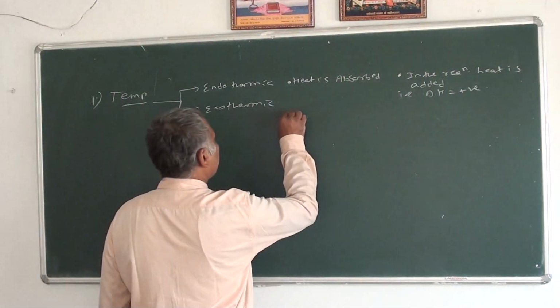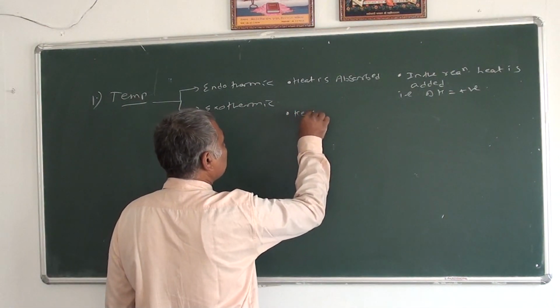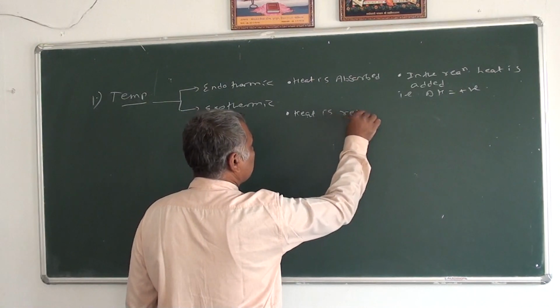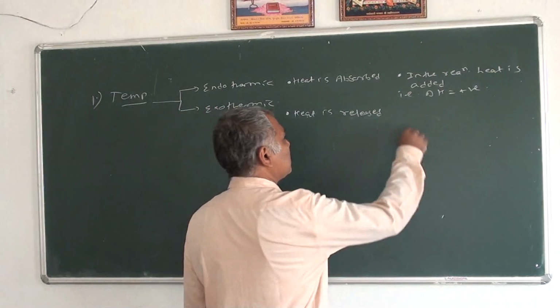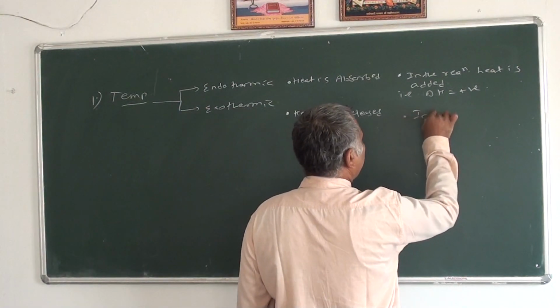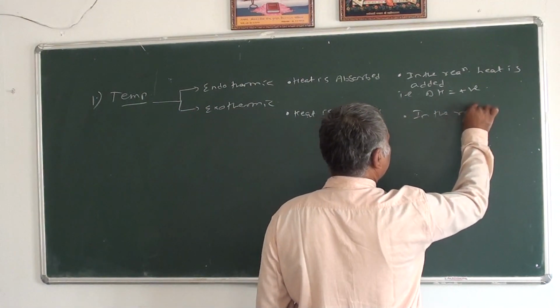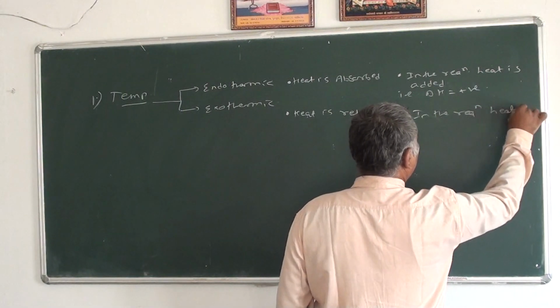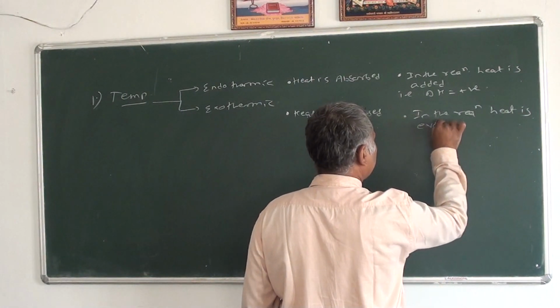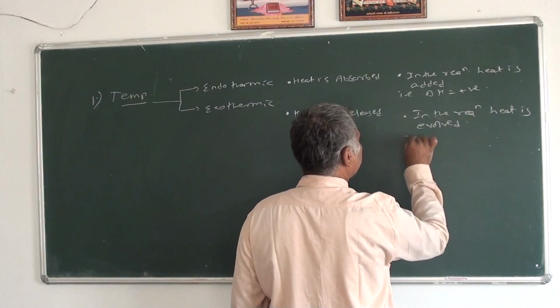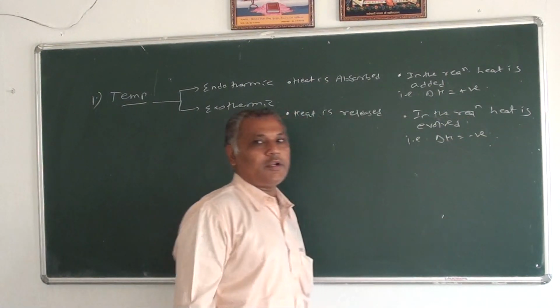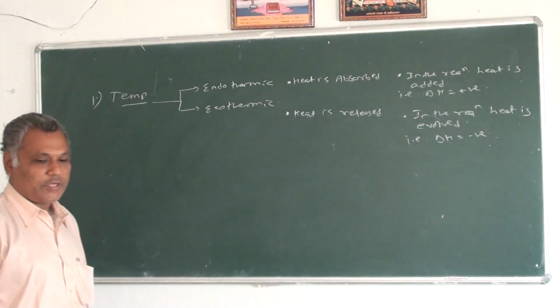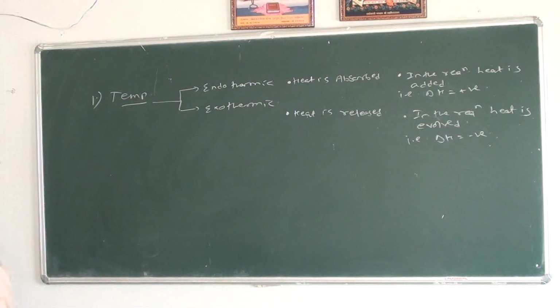For the exothermic, heat is released. That means in the reaction heat is evolved, delta H will be negative. For such a reaction the delta H will be negative.